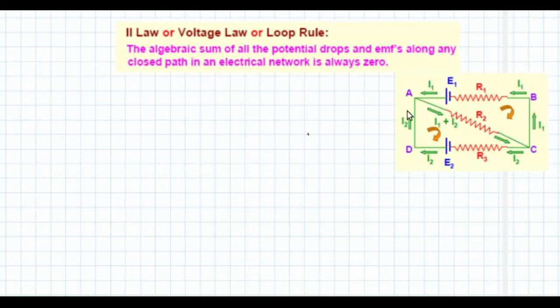A loop means a closed path is always a loop. So here A, B, C, A is a loop, then A, D, C, A is another loop, and A, B, C, D, A is a third loop. So there are different loops also. So this forms a network, and in such a network, how will you find the voltage across different resistors, or how will you find the EMF of a cell? For that purpose, we can apply Kirchhoff's second law, or the voltage law.